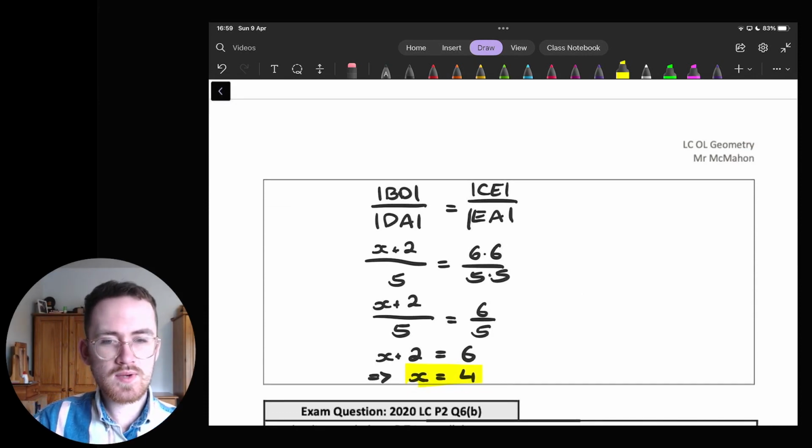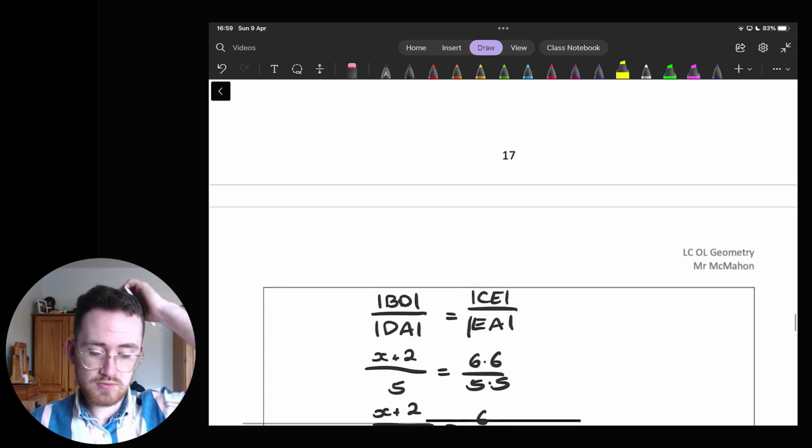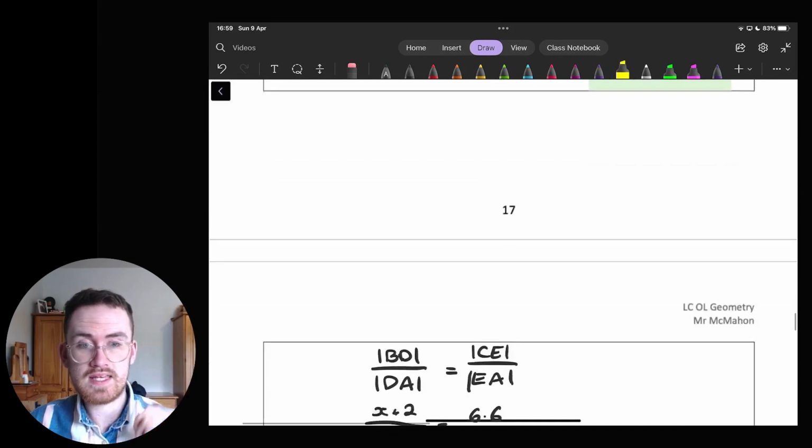So the key with all these questions really is lining it up correctly in the first place, just setting out the question correctly. Then after that, we can follow it through however we need to. We can solve the fraction using our algebra, but really it's setting it up correctly in the first place.